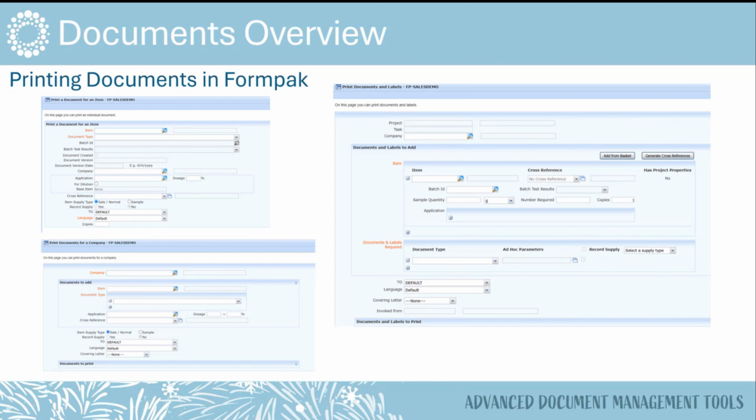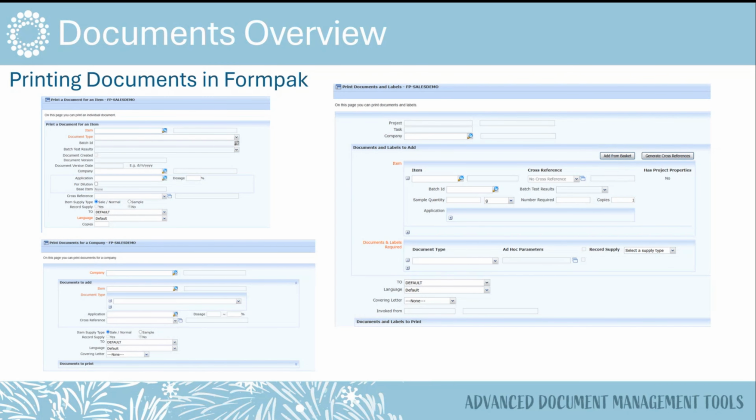And then we've got print documents for a company. With print documents for a company, you can print multiple documents and labels for the same item. Again, a company is required if you want to record the supply, and the documents are generated into a zip file that you can email. And then print documents and labels, so you can print multiple documents and labels for multiple items. Again, company required if you want to record the supply, and the documents are generated into a zip file.